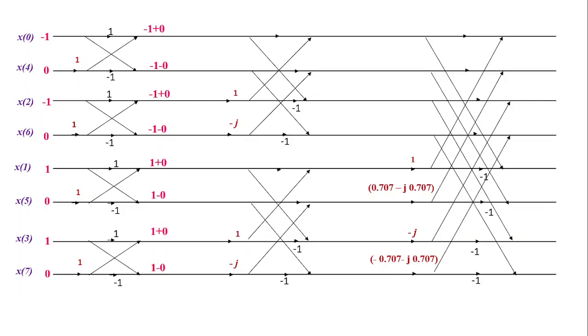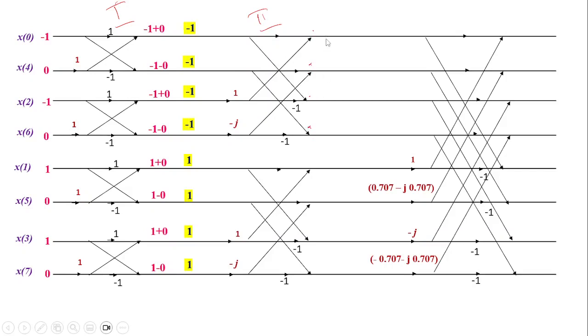So this is your stage 1. The output of stage 1 is -1, -1, -1, -1, 1, 1, 1, 1. This is the output of stage 1 as well as the input for stage 2. So this is your stage 2. Here this one and this one are a pair, and here this one and this one are a pair.